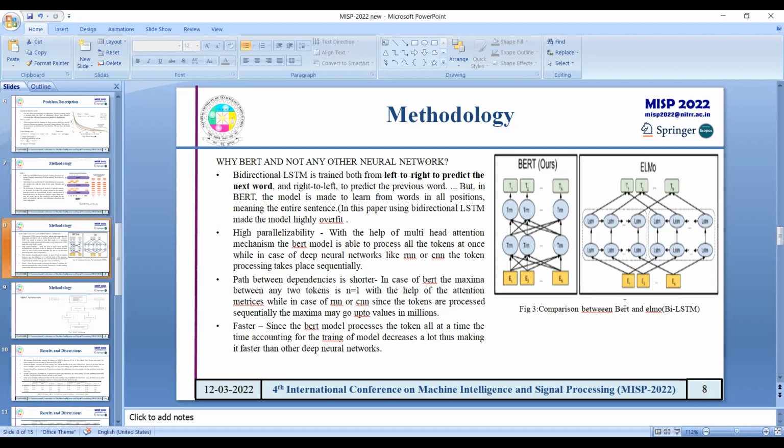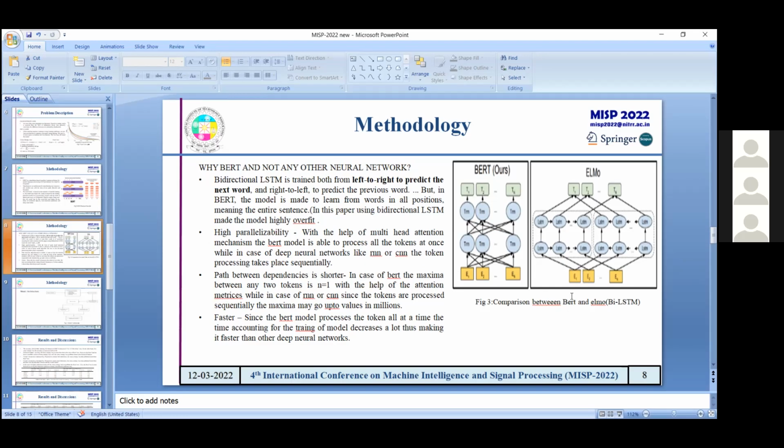Now coming to the second point, that is high parallelizability, in which with the help of the multi-head attention mechanism, the BERT model is able to process all tokens at once, while in other deep neural networks like RNN or CNN, the token processing takes place sequentially. Since the BERT model processes all the tokens at a time, the time taken for training the model decreases a lot, thus making it faster than other deep neural networks. So basically, we use BERT over any other neural network.